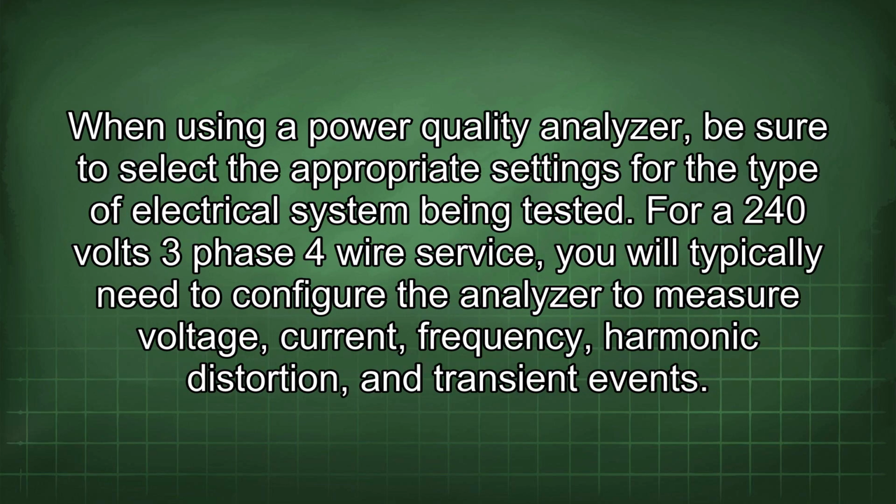When using a power quality analyzer, be sure to select the appropriate settings for the type of electrical system being tested. For a 240 volts 3-phase 4-wire service, you will typically need to configure the analyzer to measure voltage, current, frequency, harmonic distortion, and transient events.